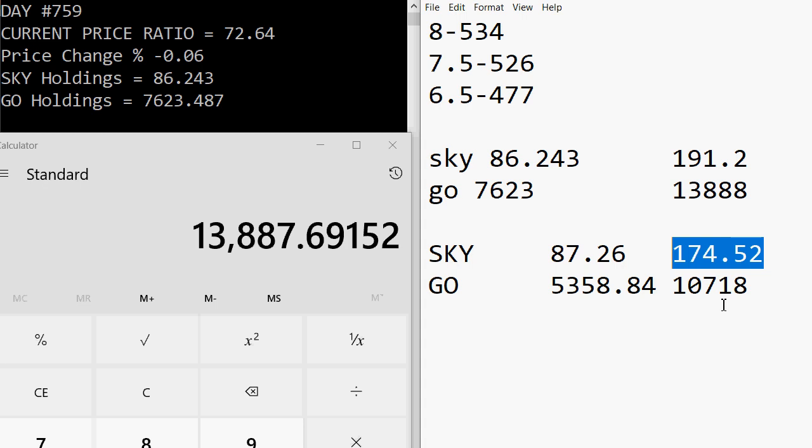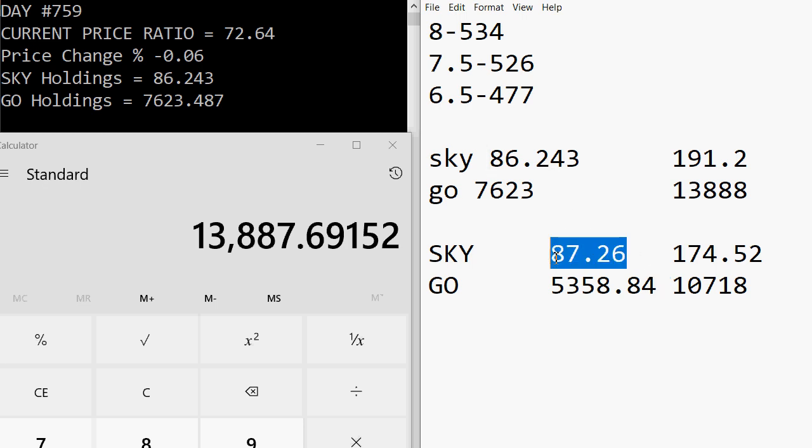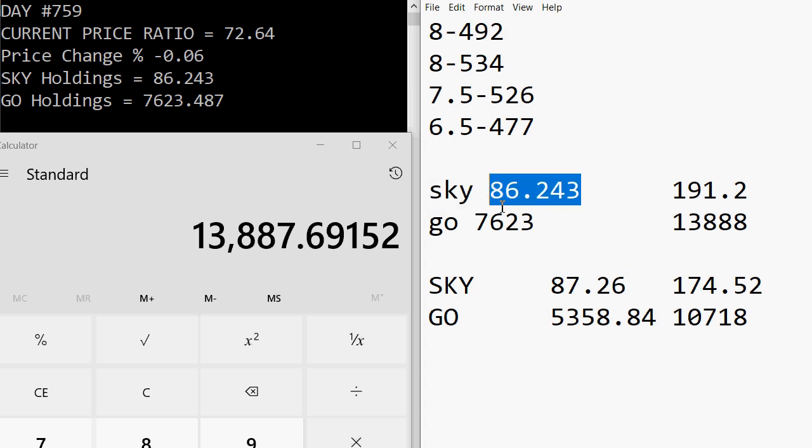As far as your net holdings are concerned, you started off with 86 of the Sky. Oh no, we started off. Excuse me. We started off with 87.26. So you're at a stage where you've basically held on to them. I mean, what's the difference there? You have one less than you did before. Big deal. But you had 5,300 of the Go before. Now you got 7,600. So flipping them back and forth, there's where your gains have come into place.